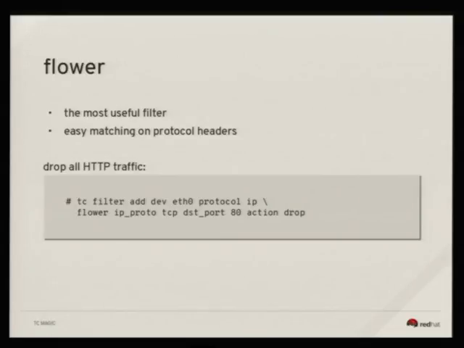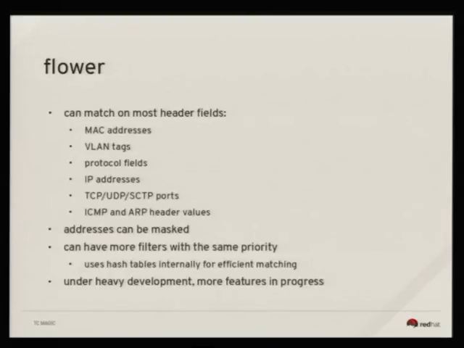So this is really easy to set up and to configure. Flower can match on most header fields like MAC addresses, VLAN tag, whatever, IP addresses, ports, even some higher protocols. And new stuff is constantly being added, so it's quite likely that in another month there will be more fields that flower will be able to match on. The IP addresses and MAC addresses can be masked, so we can just match on a part of the address or a prefix of the address.